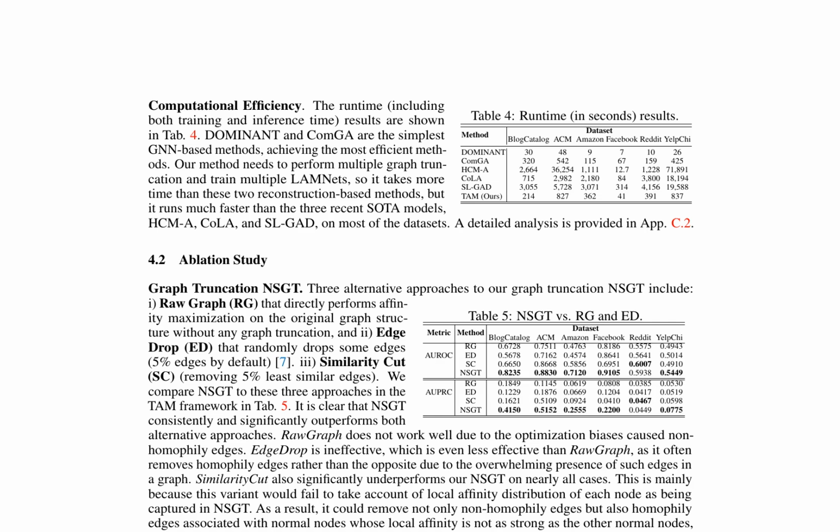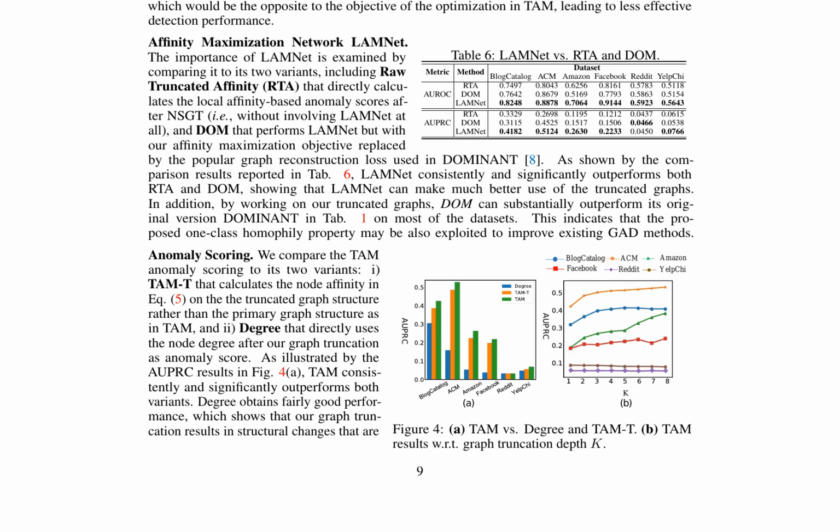Results demonstrate that NSGT consistently and significantly outperforms these approaches, highlighting its effectiveness in capturing local affinity distribution and removing non-homophily edges. The importance of the affinity maximization network, LAM-net, is examined by comparing it to its variants, raw truncated affinity and DOM, in Table 6. LAM-net consistently and significantly outperforms both variants, indicating its ability to make better use of the truncated graphs.